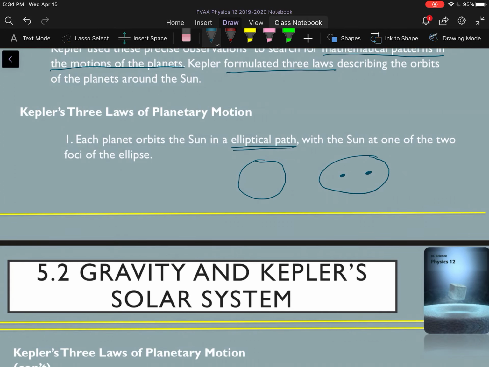So that's important. It's not a perfect circle, just like Earth does not travel in a perfect circle around the sun. There are portions of the year where the Earth is closer to the sun than other portions, and that is due to our elliptical path around the sun. It can be pretty close to a circle without being a perfect circle, but it's not a perfect circle.